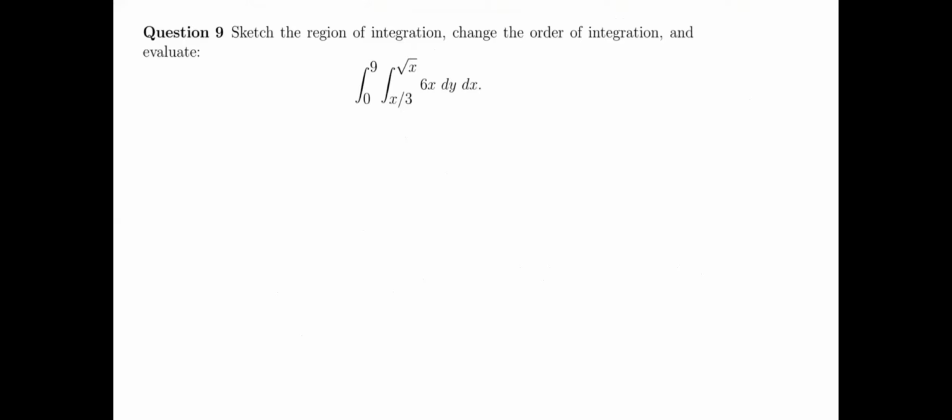All right, here's number 9. So we're going to sketch the region of integration and change the order of integration. So that's what we're going to do for this problem. So let's write down what we're given. These are the bounds on y, these are the bounds on x. So we know y is going from x over 3 to square root of x, and x is going to go from 0 to 9.